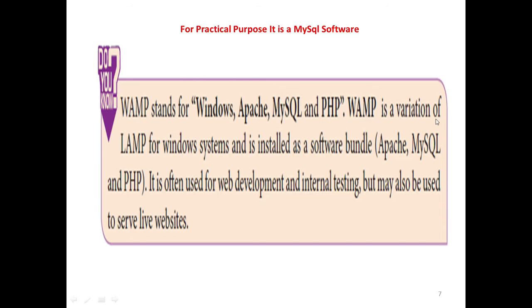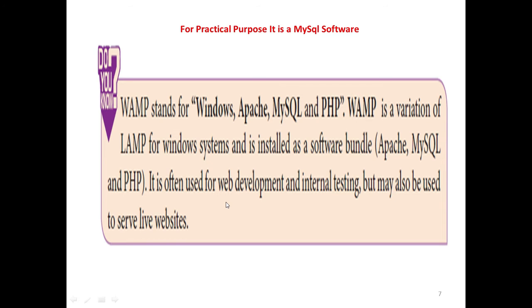Okay. WAMP is a variation of LAMP for Windows systems and it is installed as a software bundle: Apache, the web server, MySQL and PHP. So only one platform is needed for Apache, MySQL and PHP, all given in one WAMP. It is often used for web development and internal testing, but may also be used to serve live websites. The development of website programs can be done in WAMP.